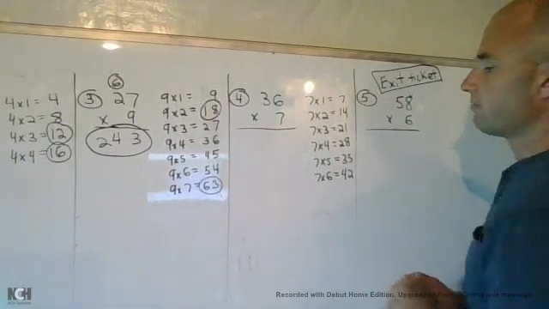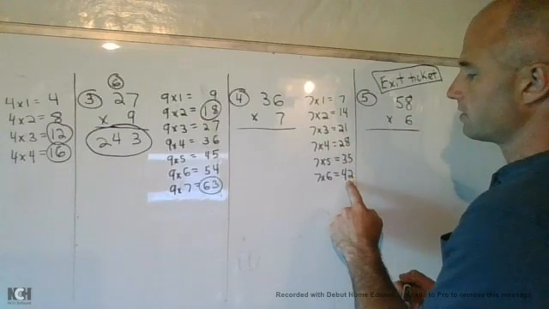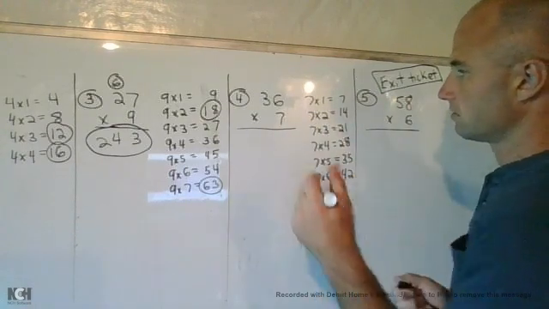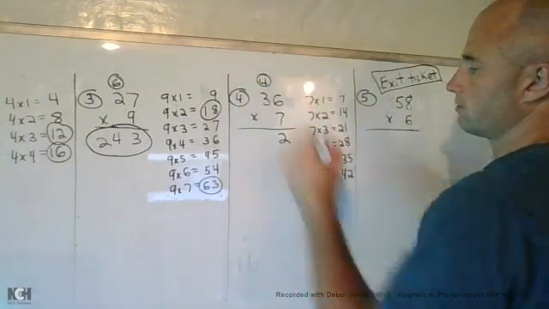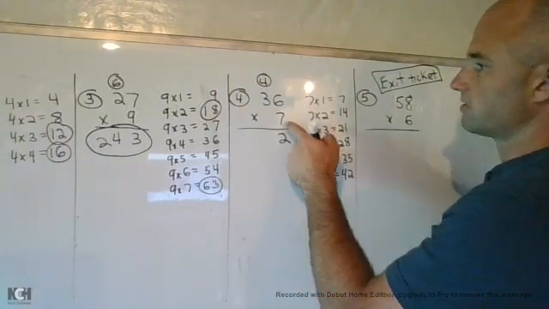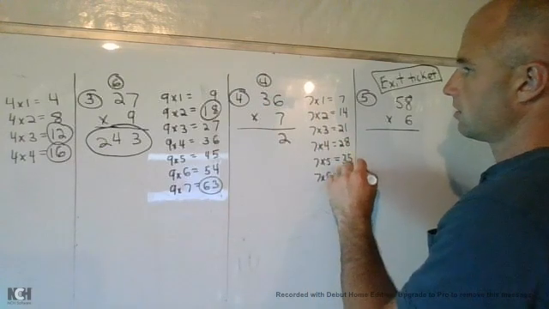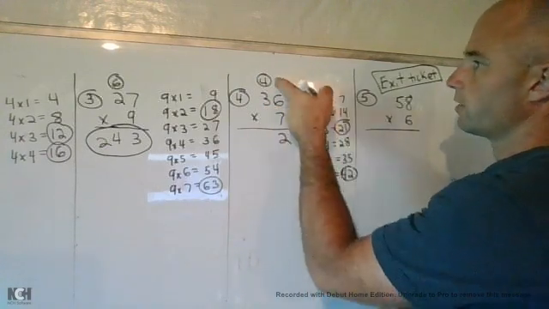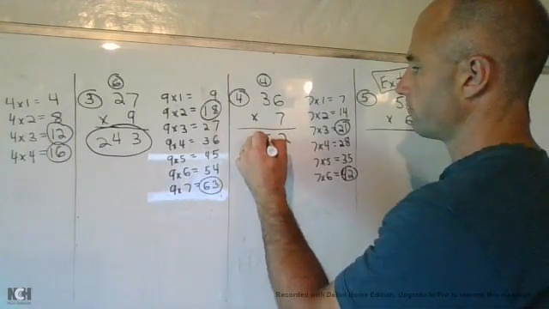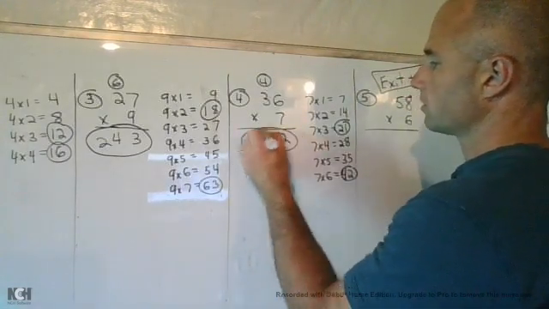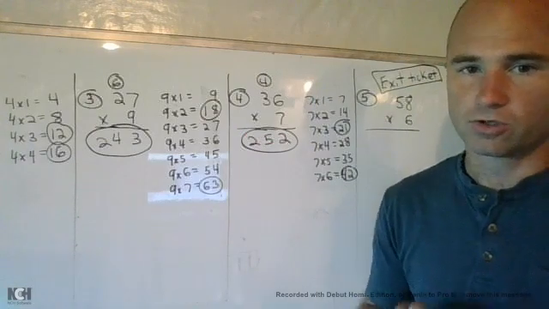So I received 42 as an answer when I did 7 times 6. So 2 comes down here, and the 4 gets regrouped. Now we have 7 times 3, which gives me 21, plus that 4, don't forget about that 4, gives you 25, giving you a solution of 252.